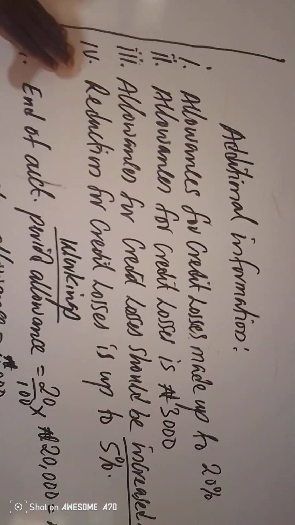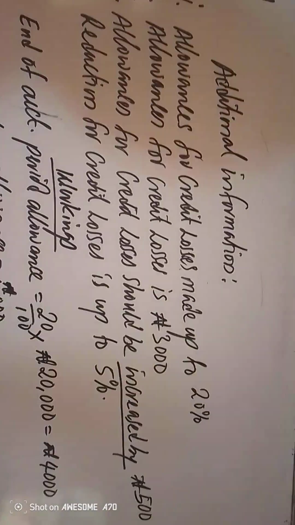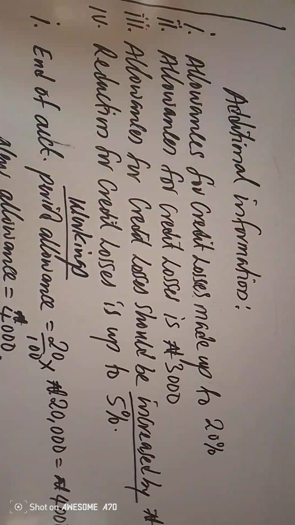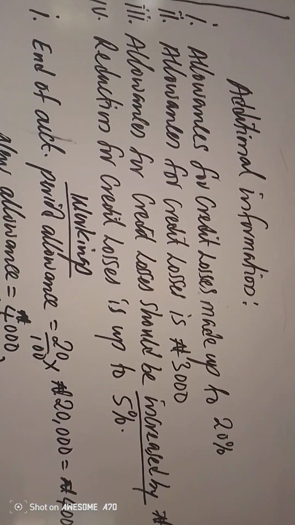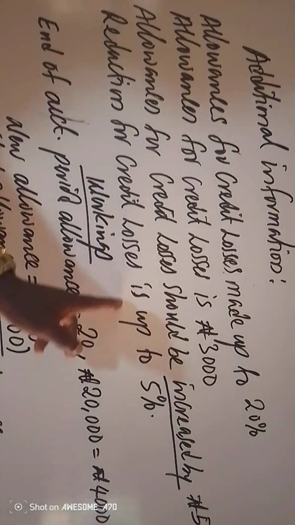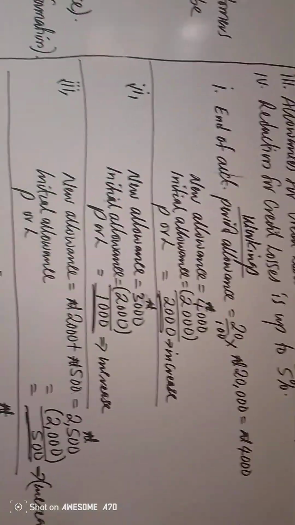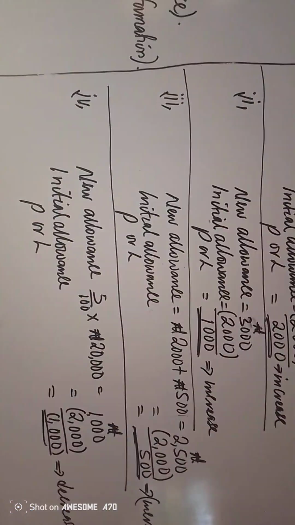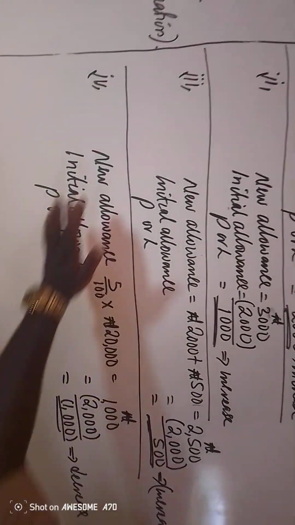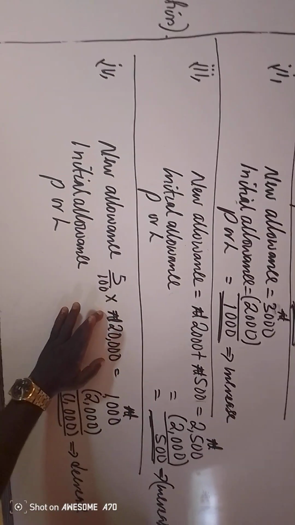In the last scenario, we are saying the allowance for credit losses is reduced to 5%. The reduction for credit losses is up to 5%. That means here you are going to create a scenario by working out 5% of the account receivable. Let's see how we work it out. You say the new allowance is 5% of 20,000.